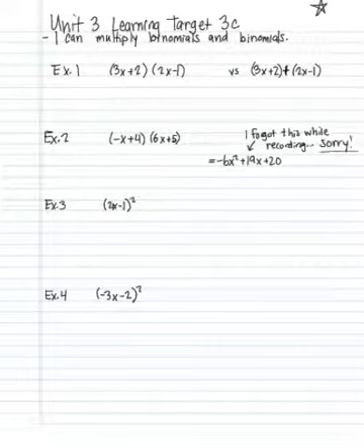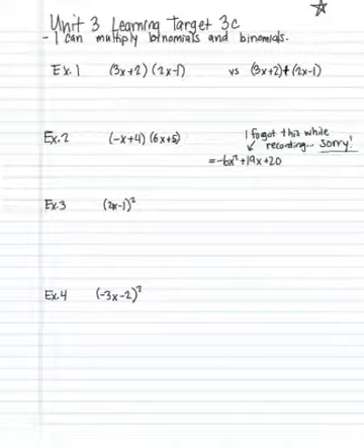Next up, Unit 3, Learning Target 3c. I can multiply binomials and binomials. So real quick reminder, a binomial is something with two terms. So each of these sets of parentheses in here have two terms. Reminder, terms are separated by addition or subtraction.